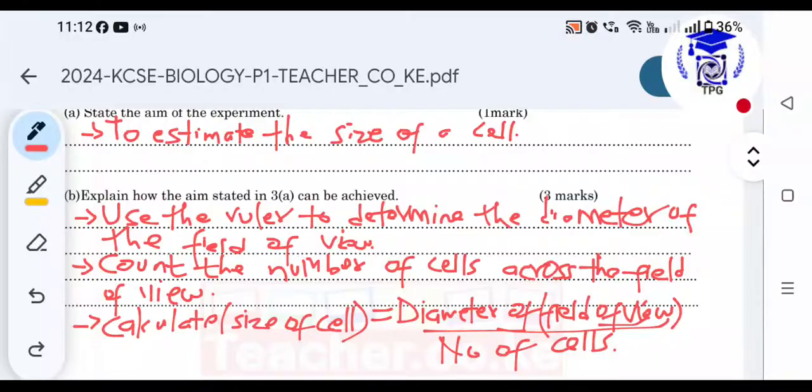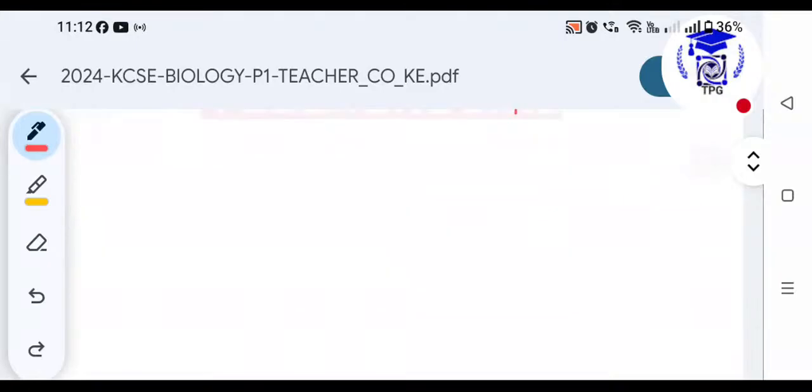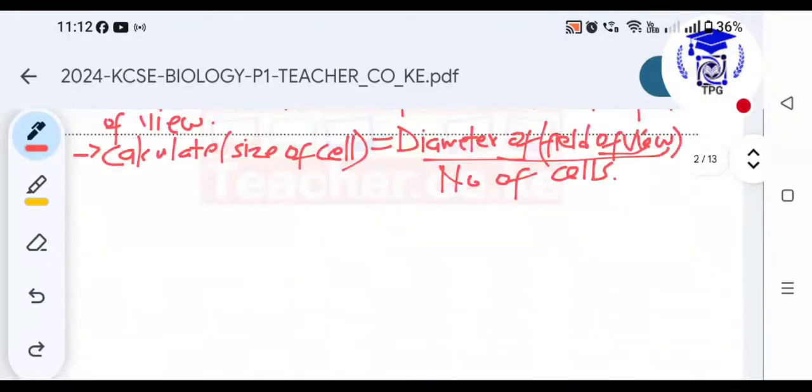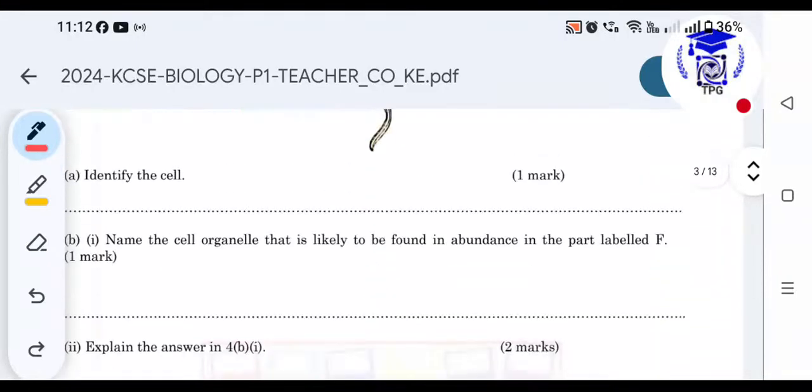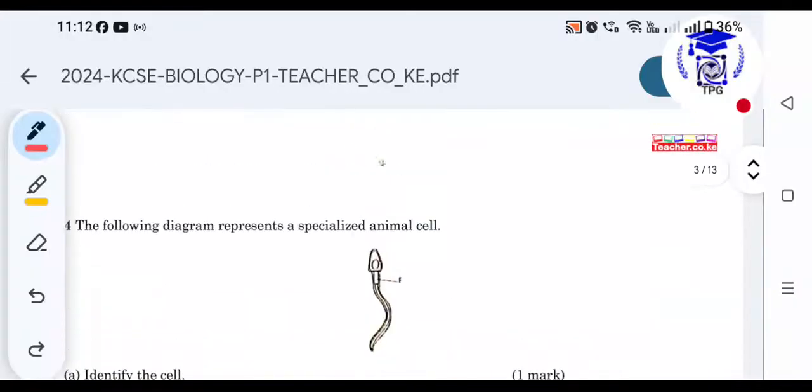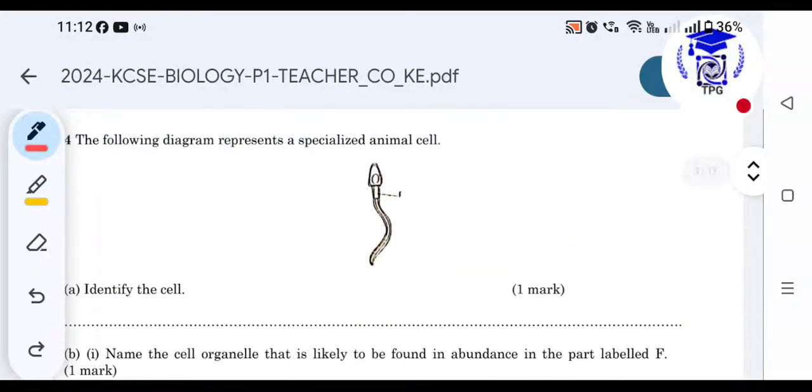Let us proceed. The next question, that is question number 4. The following diagram represents a specialized animal cell.